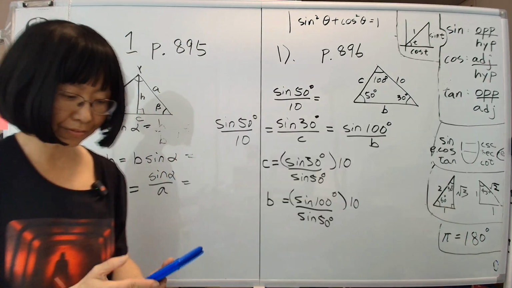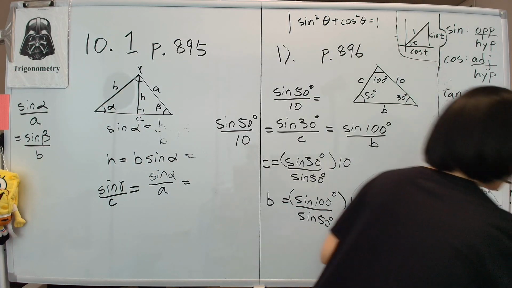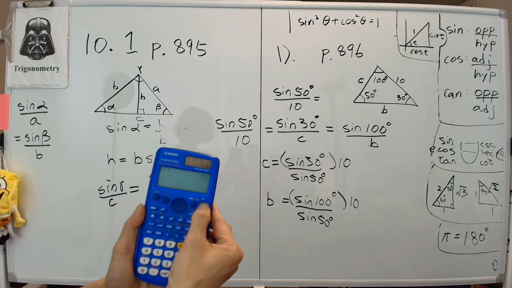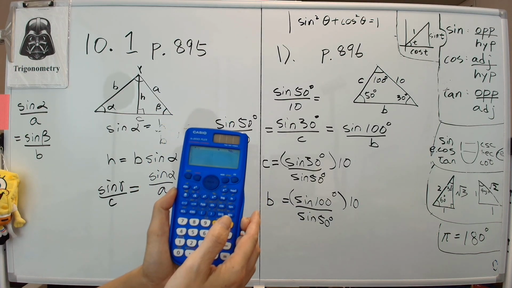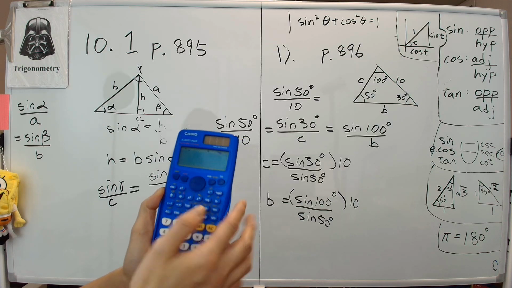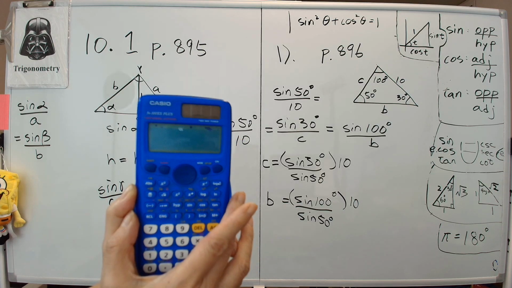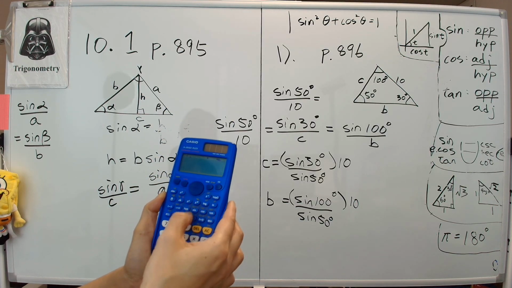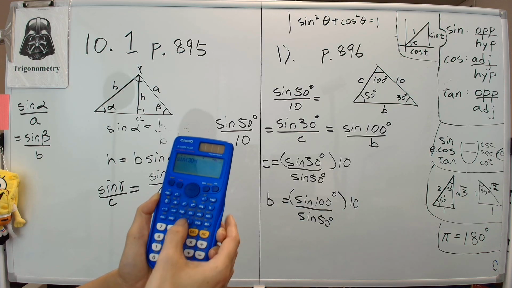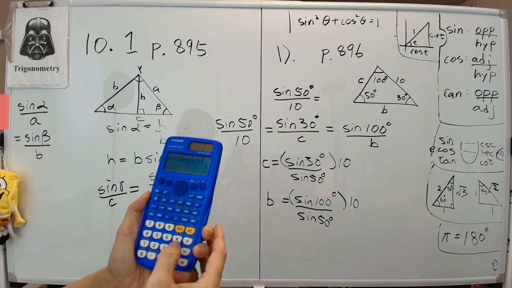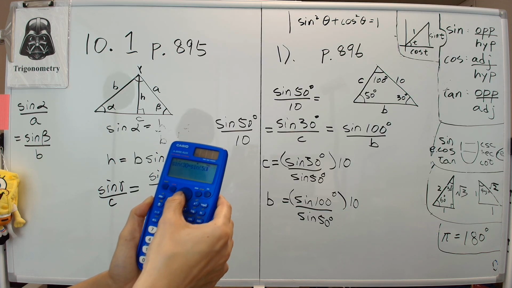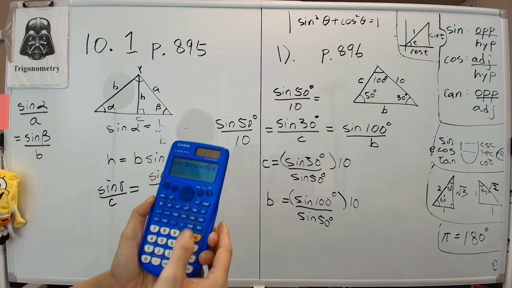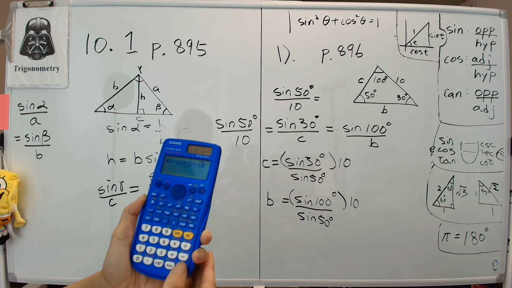Let me get my tablet back. Okay, so now let's punch that out on the calculator. First, let's calculate C. I need my calculator in degree mode. I think it is. So sine 30, let's type it in. Sine 30 divided by sine 50, and I forgot to put in the parentheses there. All right, divide by sine 50, and then times 10. That equals something.